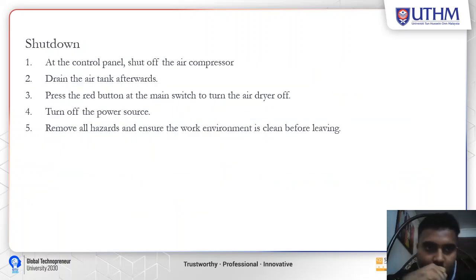For shutdown, we have to control the panel and shut off the air compressor. Then we need to drain the air tank afterwards. After that, we have to press the red button at the main switch to turn the air dryer off, and then we also turn off the power source. And finally, we have to remove all hazards and ensure the work environment is clean before leaving.